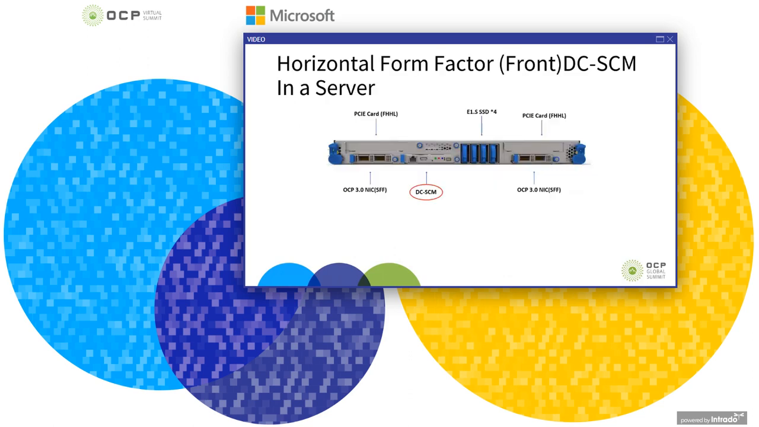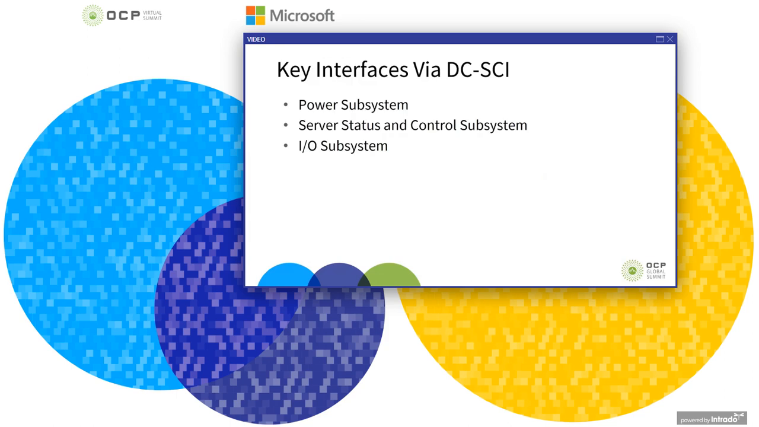So this shows a horizontal form factor SCM in a typical 1U server. You can see some of the front accessible ports and LEDs on the SCM here. So the key interfaces via the DC-SCI can be broadly classified into three subsystems: the power subsystem, server status and control subsystem, and I/O subsystem.